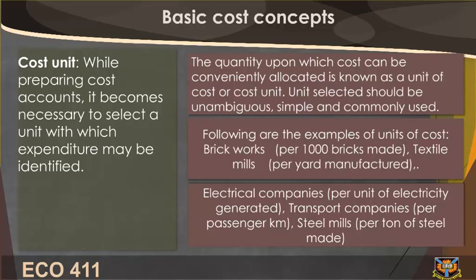Following are the examples of units of cost. Brickworks, per 1,000 bricks made. Textile mills, per yard manufactured. Electrical companies, per unit of electricity generated. Transport companies, per passenger kilometer. Steel mills, per ton of steel made.